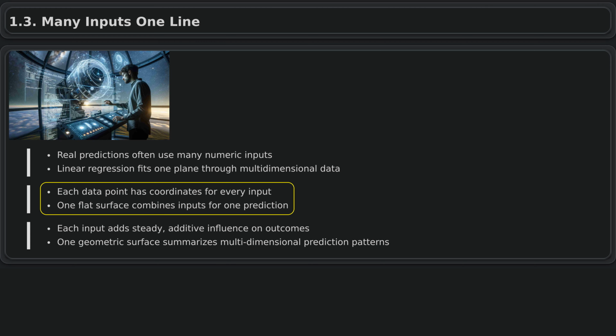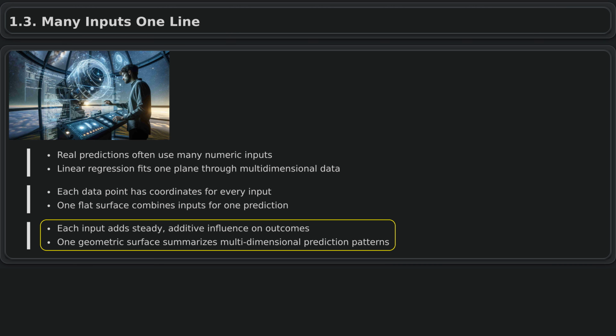In linear regression, each data point has several input coordinates, such as different features, along with an outcome value. The model finds a flat surface in this multi-dimensional space that best fits all the data points. To make a prediction, you plug in specific input values and the model outputs a predicted result, like a house price. No matter how many inputs there are, the model always applies the same linear rule, adding up the inputs with fixed weights to produce a single prediction.